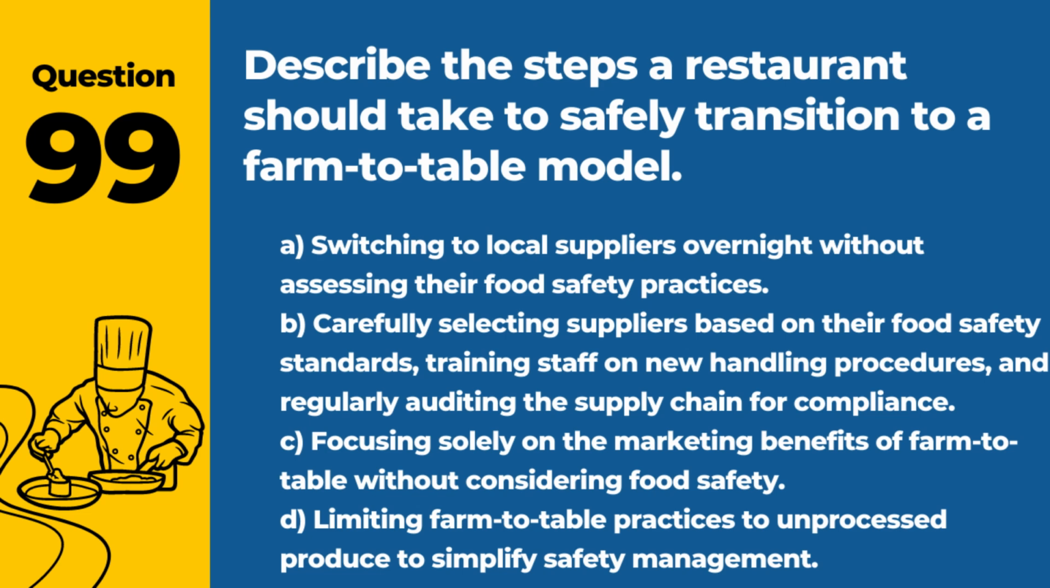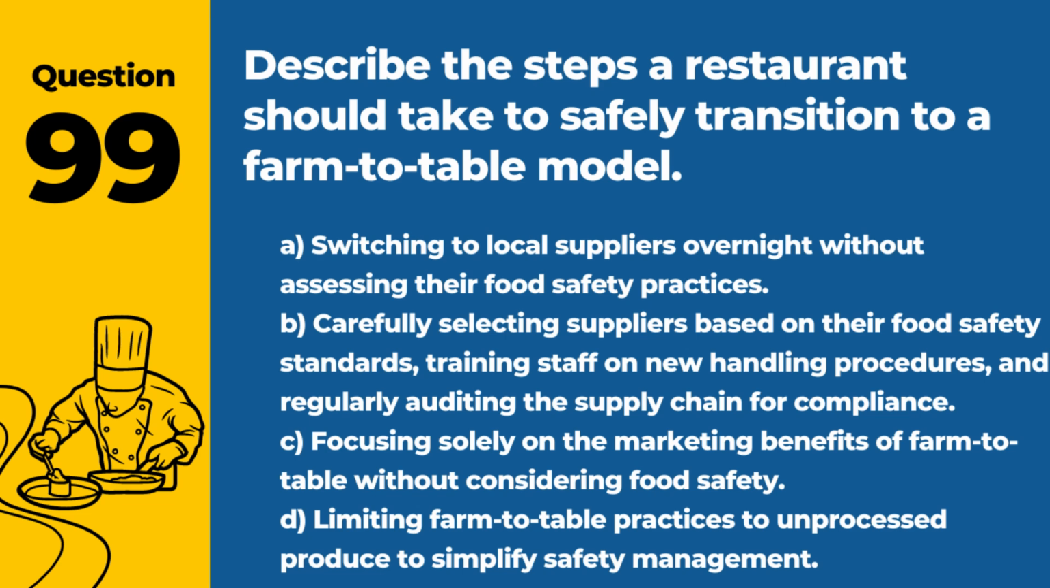A. Switching to local suppliers overnight without assessing their food safety practices. B. Carefully selecting suppliers based on their food safety standards, training staff on new handling procedures, and regularly auditing the supply chain for compliance. C. Focusing solely on the marketing benefits of farm-to-table without considering food safety. D. Limiting farm-to-table practices to unprocessed produce to simplify safety management.